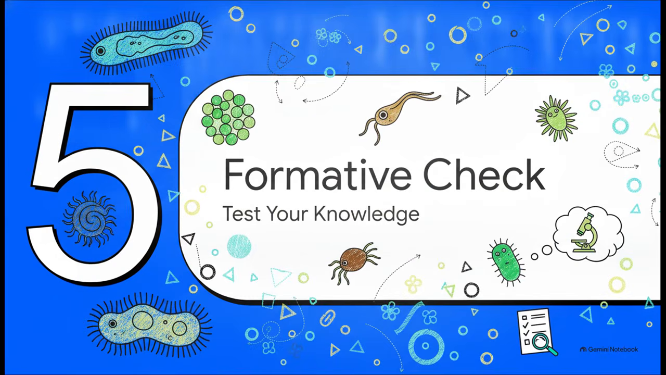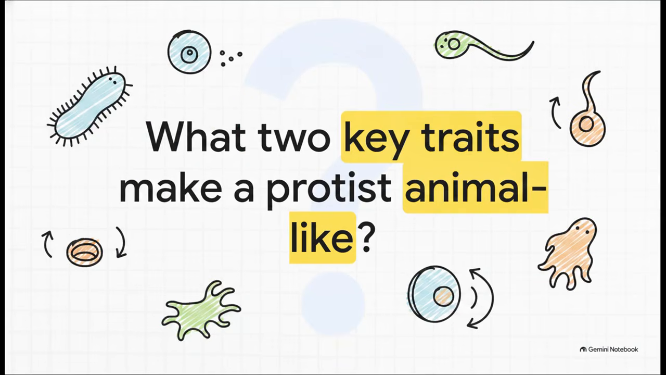Section 5. Formative check. All right, let's see what you've retained. Here's your question. What are the two key traits that classify a protist as animal-like? In other words, what makes it a protozoan? Think back to that definition we covered earlier. I'll give you a couple of seconds to lock in your answer in your head.